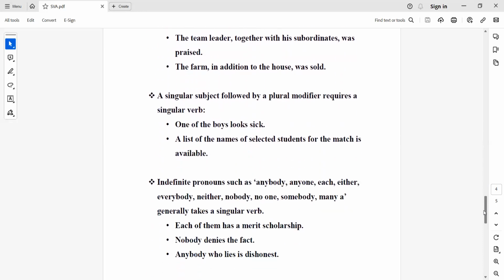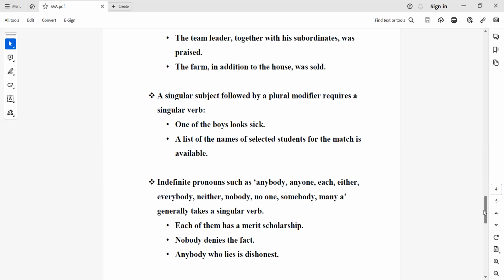The next rule is a singular subject followed by a plural modifier requires a singular verb. One of the boys looks sick. So generally, we commit errors with the usage of verb in such cases. A list of the names of selected students for the match is available.